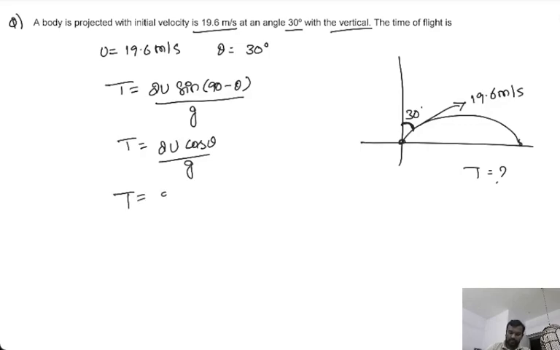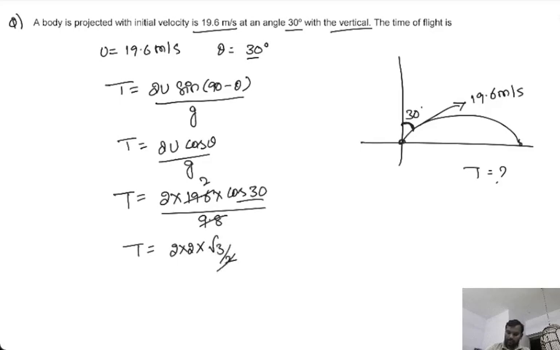Then T is equal to 2 into u, which is 19.6, into cos 30 degrees, divided by g, which is 9.8. 9.8 ones are 2. Then T is equal to 2 into cos 30, which is root 3 by 2. These 2s get cancelled. Then T is equal to 2 root 3 seconds. This is the time of flight.